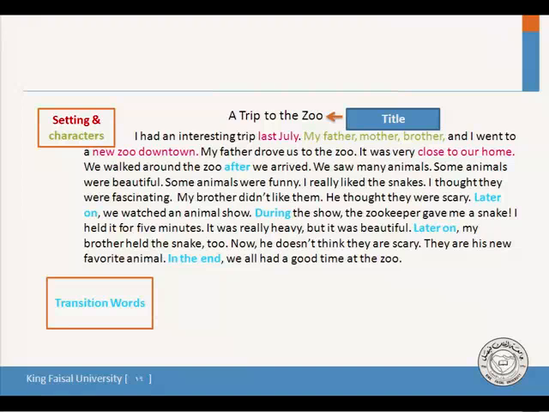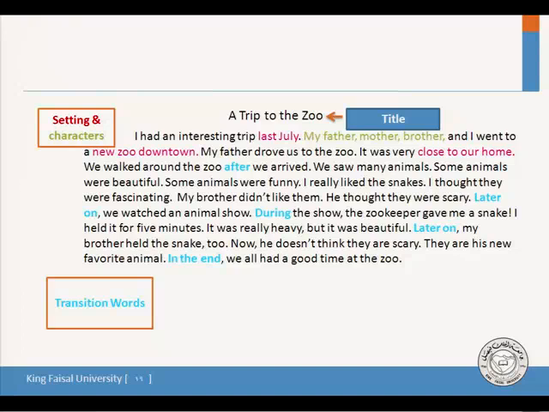Okay? Now, all the words in red are about the setting. Last July, a new zoo downtown, close to our home. This is the time and the place, the setting. And we have the characters. The words are in green. My father, my mother, my brother, the characters. And we also have transition words. After, later on, during, in the end.